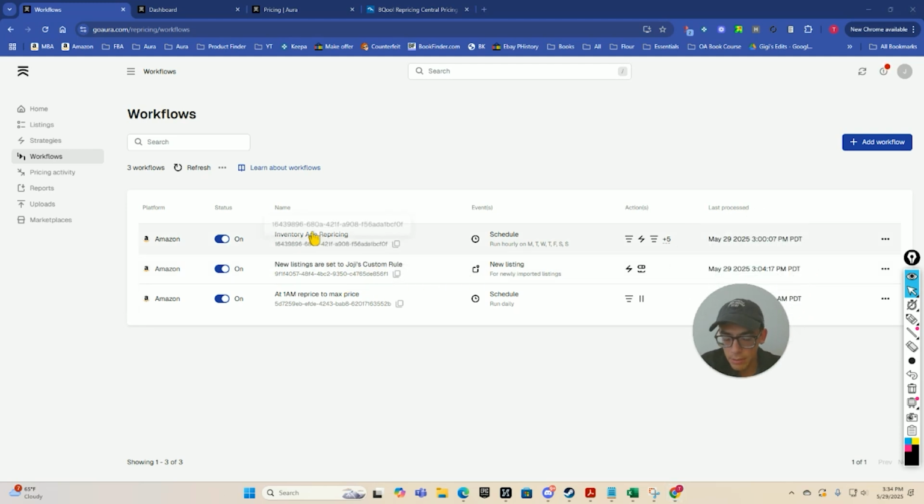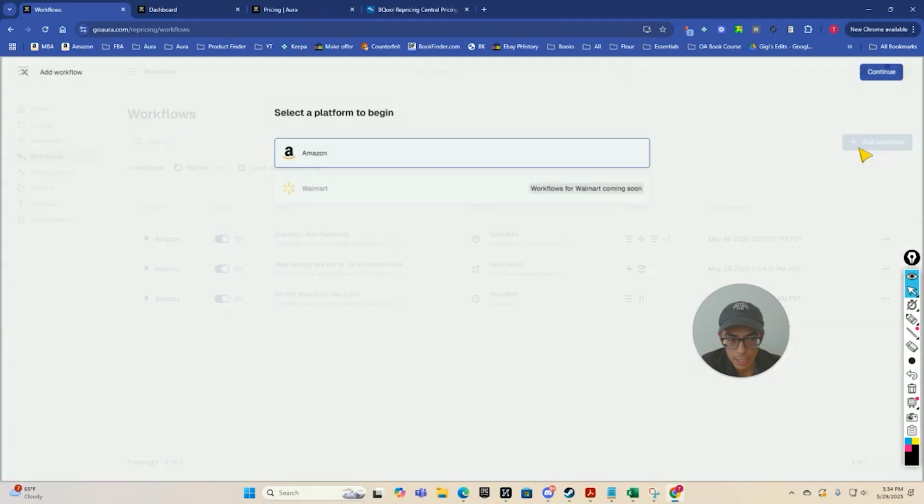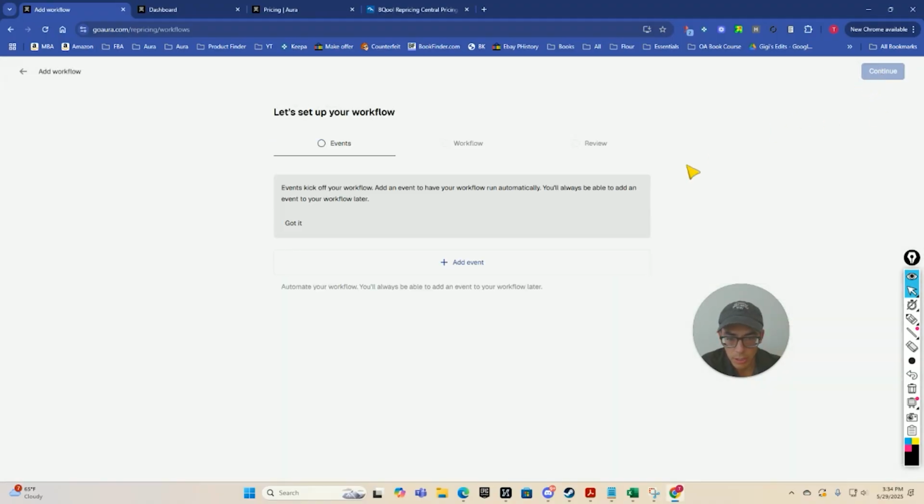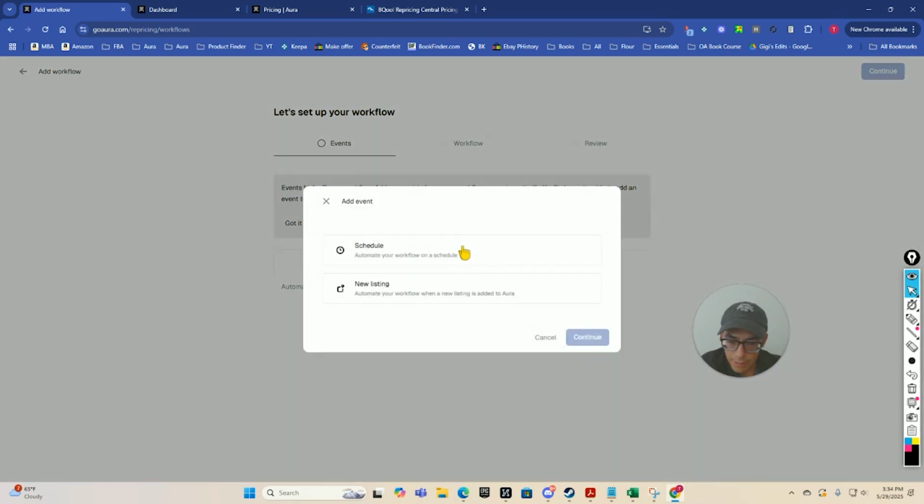Okay, now the second workflow that we're going to go ahead and build is inventory age repricing. This means that from 0 to 3 months, we have this set of rules. As soon as it turns 4 months old, it's going to transition over to this other set of rules. To 6 months, this, 7 months, this rule, then to 10 months, this rule, and so on. So the way that we're going to do that, again, is add a workflow, click on Amazon, click continue, and you're going to need to add the event here.